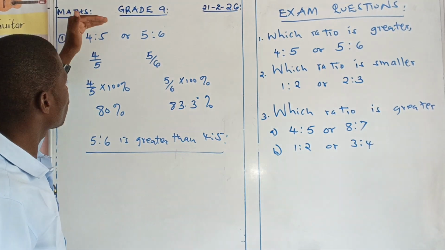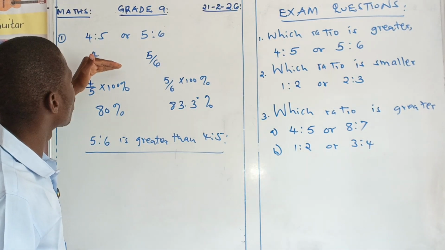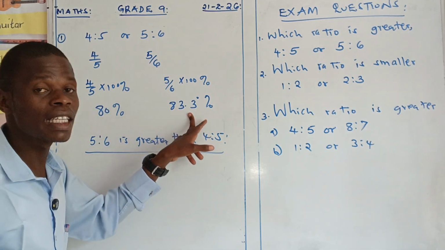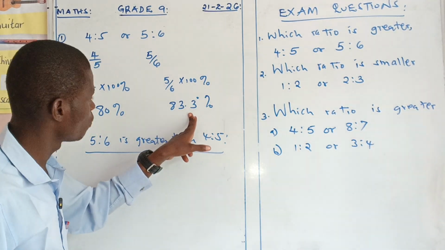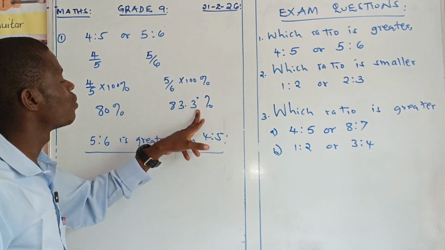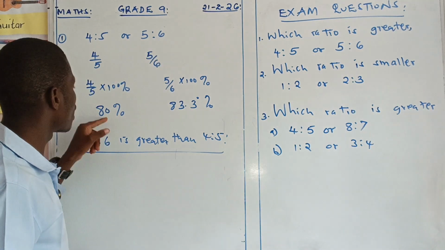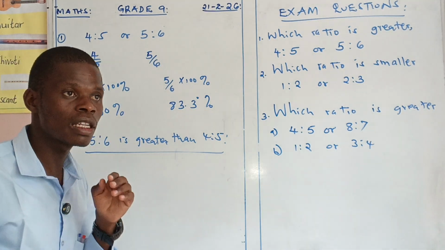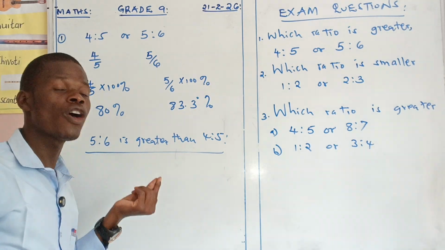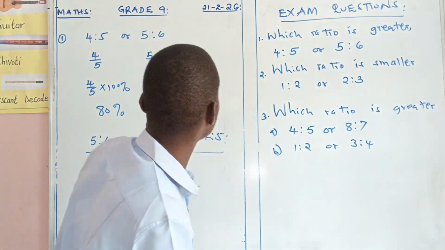So first step, write the ratios as a fraction. The second step, convert these fractions into percentages. Then the one with the bigger percentage is the bigger ratio. In this case, 5 over 6 has 83.3%. That's 5 to 6. Then 4 to 5 has 80%. So what does that tell us? 5 to 6 is greater than 4 to 5. As simple as that. Done.